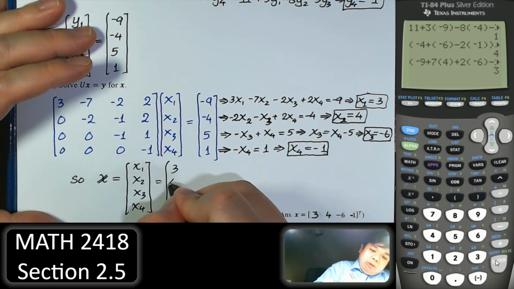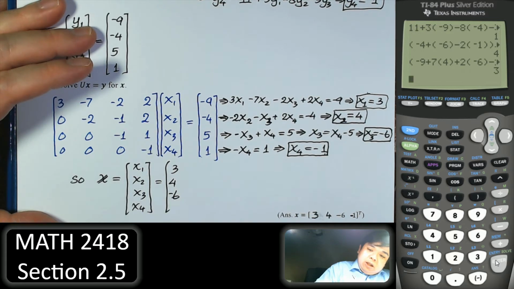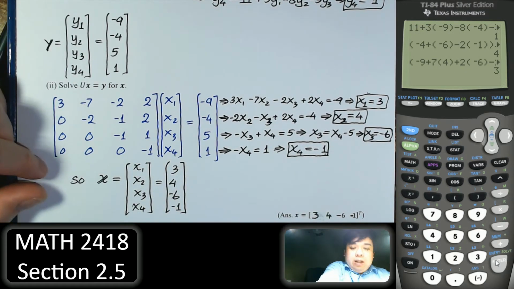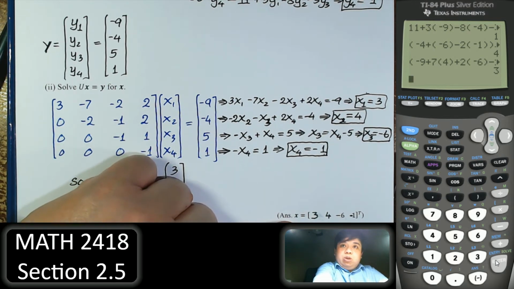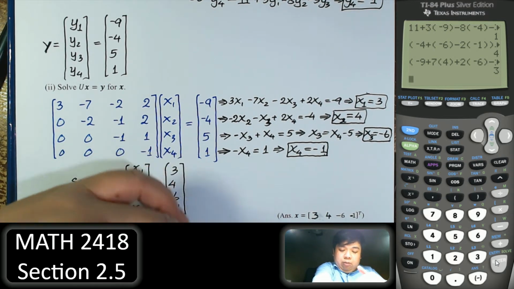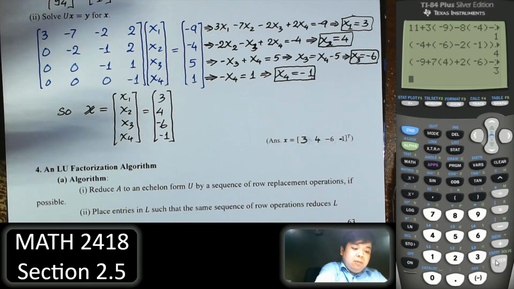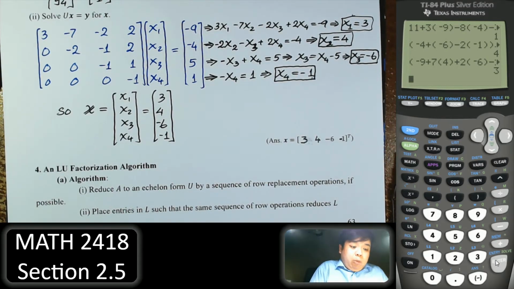3, 4, negative 6, and negative 1. Right. Of course, if you look at the solution on the note, I will update this before I post online. Right, so that's good. Now the question is, how do we know how to decompose A into LU?